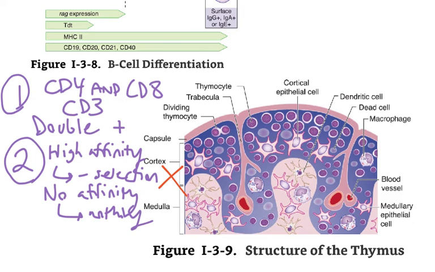And if you have low affinity, that means that you like the MHC complex, but not the antigen. So that's good, right? Because we want them to be attracted to the MHC, but we don't want them to be attracted to the self-antigen. So these ones are actually going to get positively selected.